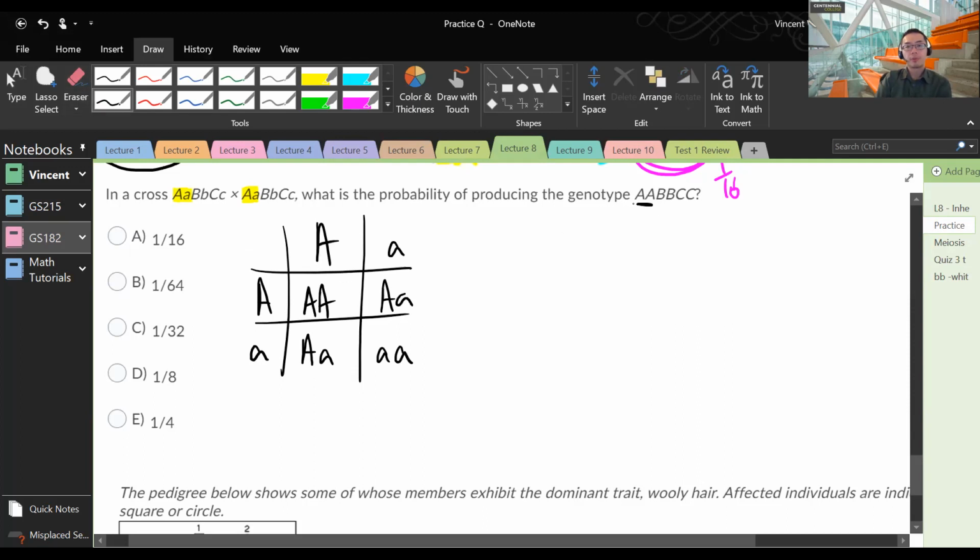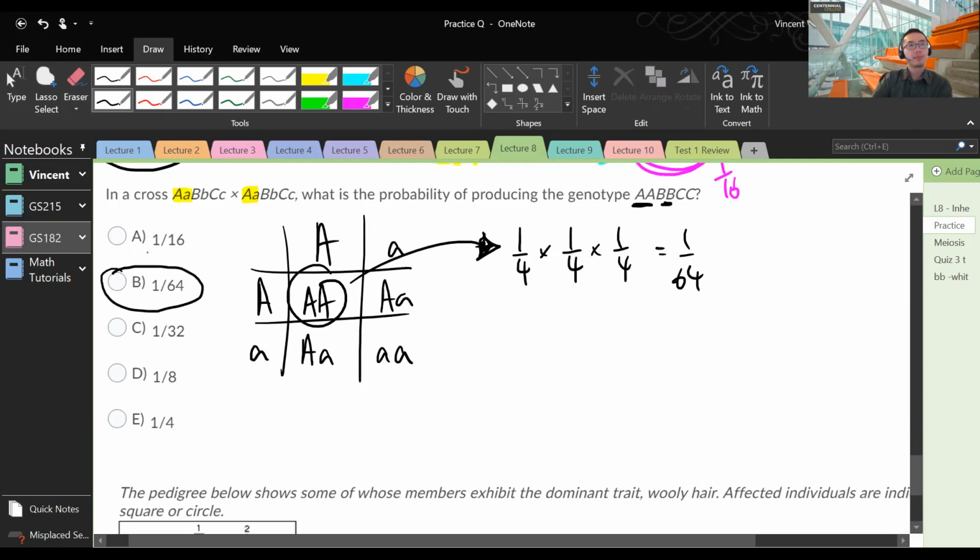What's the probability of producing big A, big A? Well, it is going to be 1/4. What about big B, big B? It's the same scenario. If I do another Punnett square, it will also be 1/4, so I can multiply by another 1/4. And same thing for big C, times another 1/4. So 1/4 times 1/4 times 1/4 is 1/64. So that would be the answer.